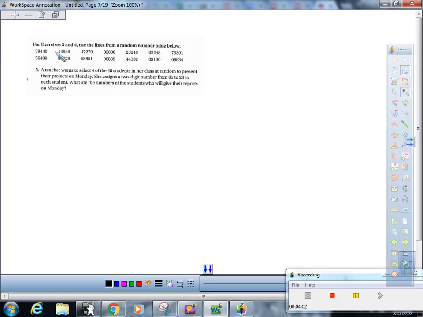And keep in mind that in a lot of these questions, you're going to throw things out. So a teacher wants to select 4 of the 28 students in her class at random to present their projects. She assigns a 2-digit number from 1 to 28. Keep in mind, 1 is 01, 9 is 09. What are the numbers of the students that will give their reports on Monday? So she pops up this random number table, and you just look at the numbers. If it's not below 28, you move on. So, 79, skip it. 94, skip it. 44, skip it. 40, skip it. Now we have one. What's the first number that's picked? 01. That's the first number picked.